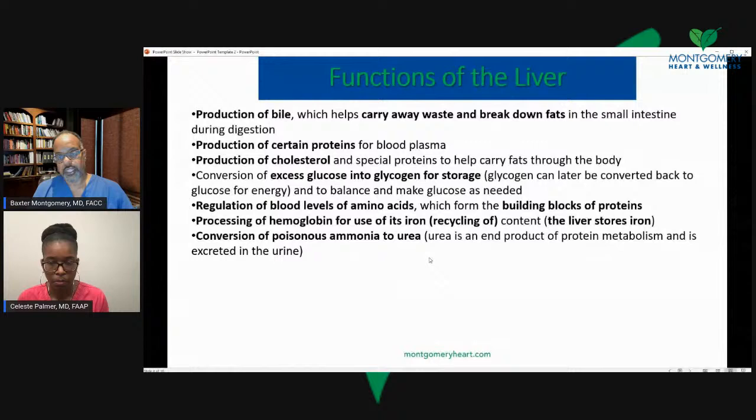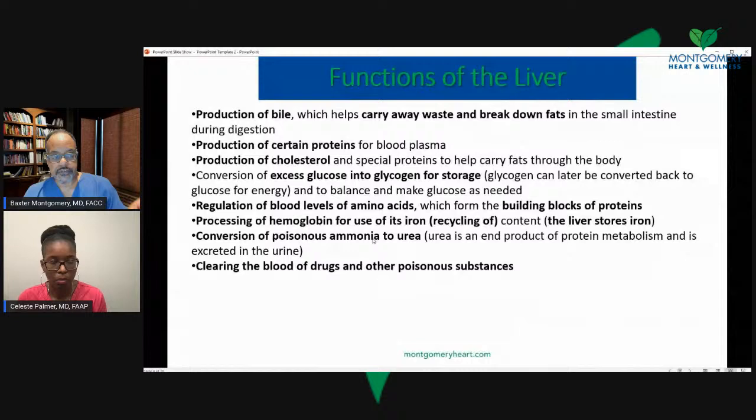Well, the reason that happens is because there's less of a need to convert ammonia to urea. So you have less urea, so your blood urea nitrogen goes down. And so that's something that we see with consuming a plant-based diet.